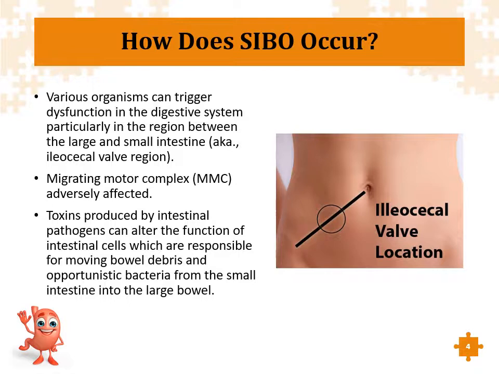And when this occurs, there again is an overgrowth of normal bacteria in the small intestine, and the toxins that get produced, or the gases that get produced, are coming about because these bacteria are now fermenting different compounds, or they're fermenting the food that we eat and producing these types of gases. The migrating motor complex is also affected, and I'll talk about that here shortly.